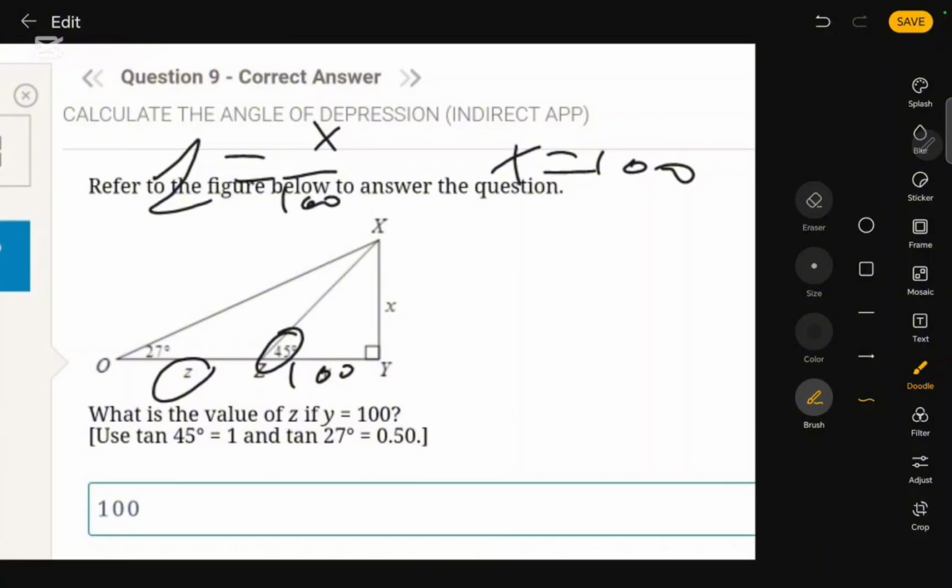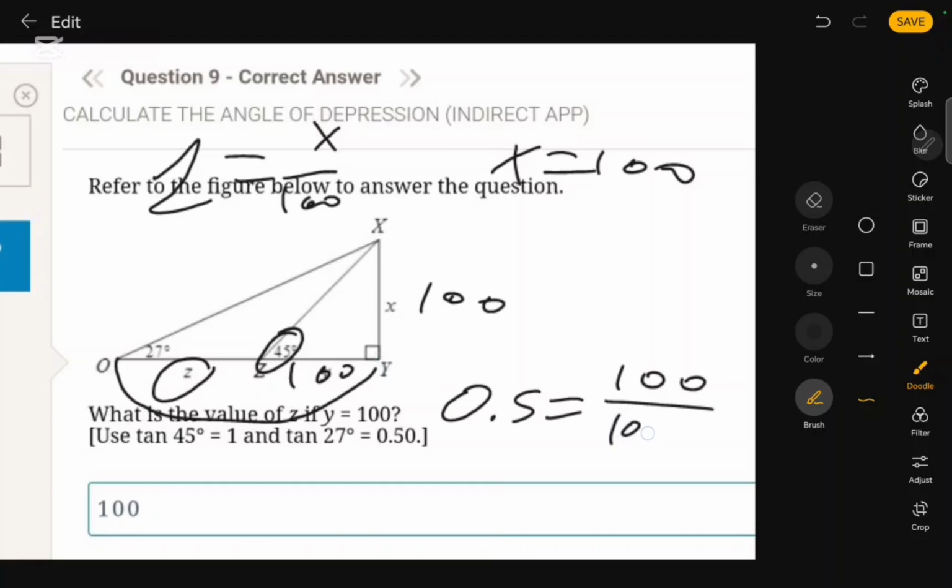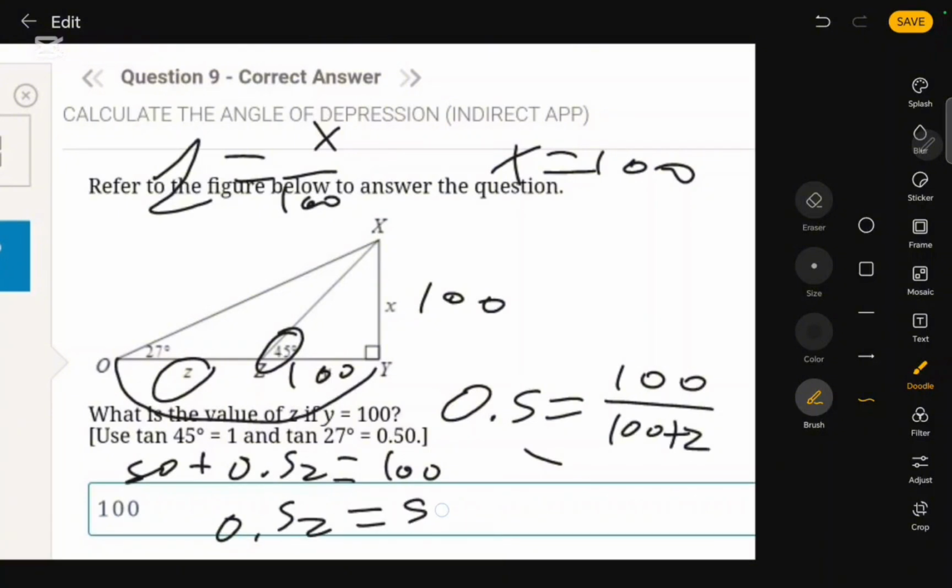Now I want to find z. To find z, we're gonna just replace x by 100 over here. We need to do opposite over adjacent. So we have tan 27. 27 they told us 0.5 equals opposite is 100 over adjacent. Adjacent is all of this, so we need to replace it by 100 plus z. Okay, now we're gonna distribute. We're gonna do 0.5 times 100 is 50 plus 0.5 z equals 100. We move 50 to the other side. You have 0.5 z equals 50, and then z is 50 over 0.5, which is 100.